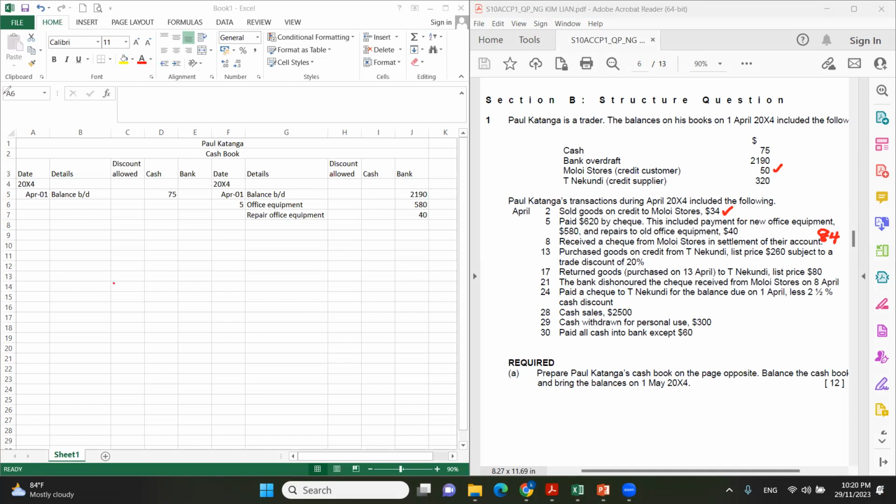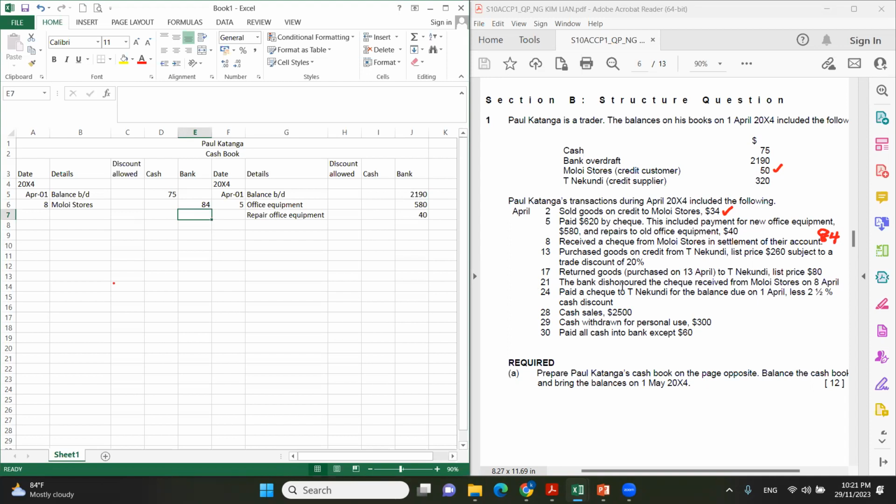So in here, when I receive money, I go to the debit side. So on the 8th, I will put Molloy and then the amount Molloy settled. Okay, this is a check amount. So 84 under the bank column. Check, bank column.